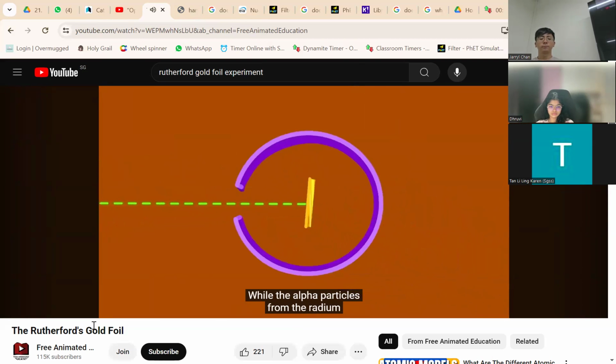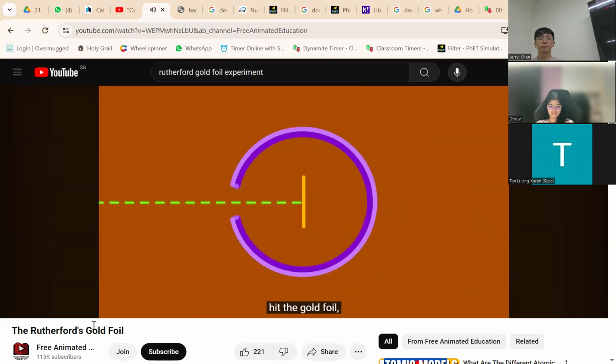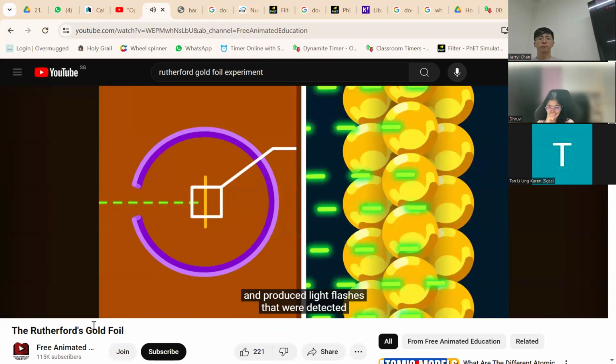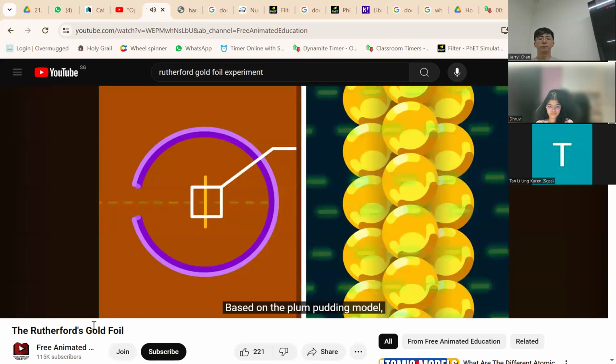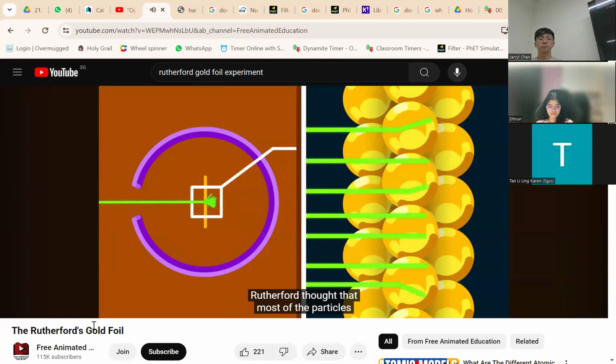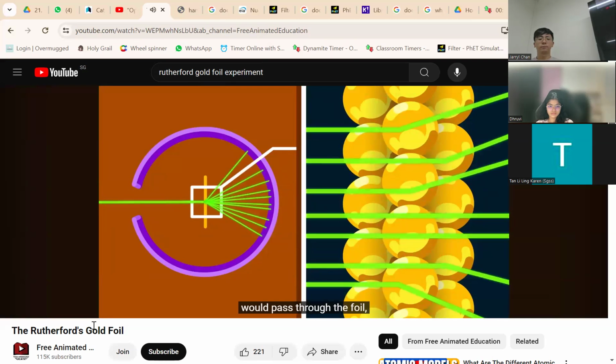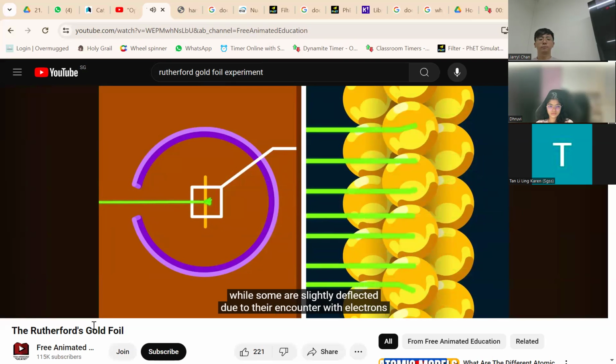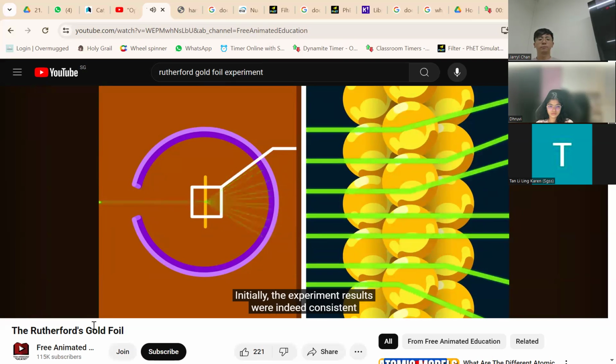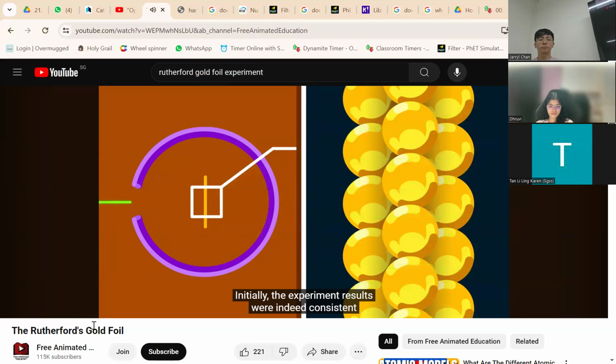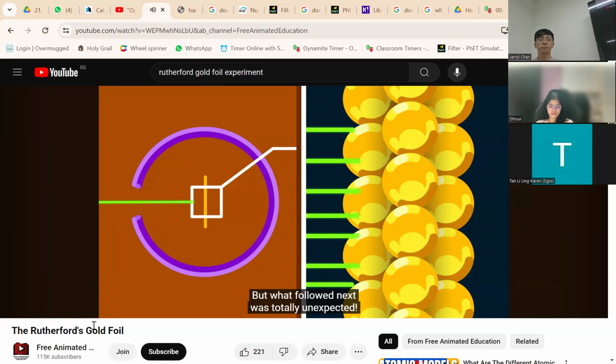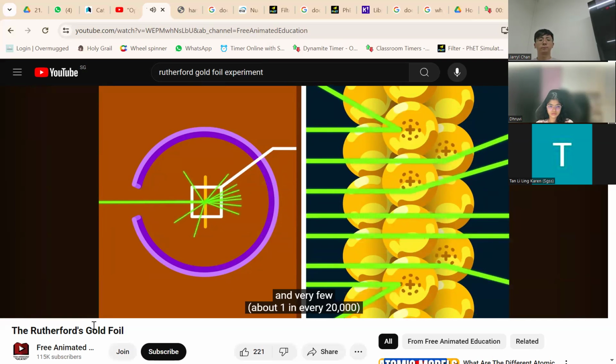While the alpha particles from the radium hit the gold foil, they scattered and produced light flashes that were detected by the screen. Based on the plum pudding model, Rutherford thought that most of the particles would pass through the foil, while some are slightly deflected due to their encounter with electrons. Initially, the experiment results were indeed consistent with his assumption. But what followed next was totally unexpected. Some particles encountered large angle deflections, and very few, about 1 in every 20,000, were bounced backward.